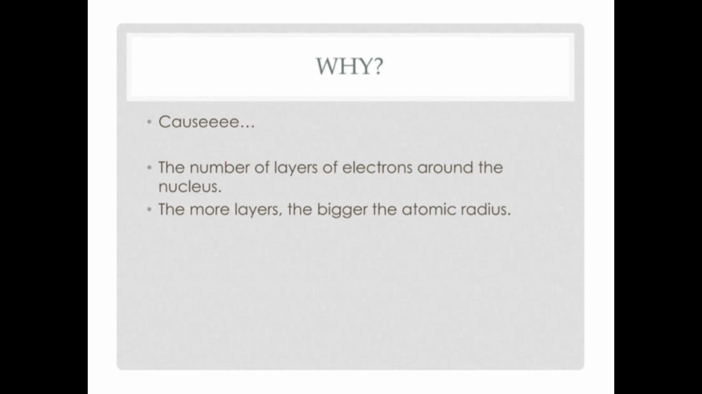Another reason, like we have said, is that the number of layers of electrons around the nucleus is increasing. The number of shells is increasing, and the more the number of shells, the bigger the atomic radius. So this is the reason why the atomic radius is increasing.